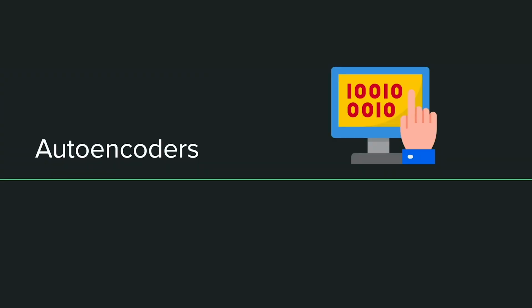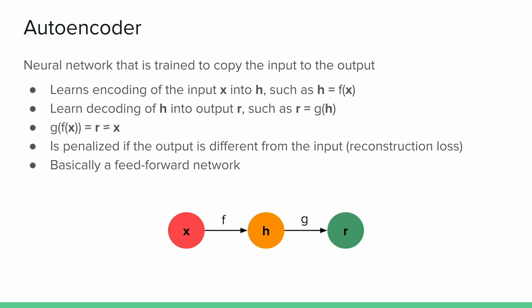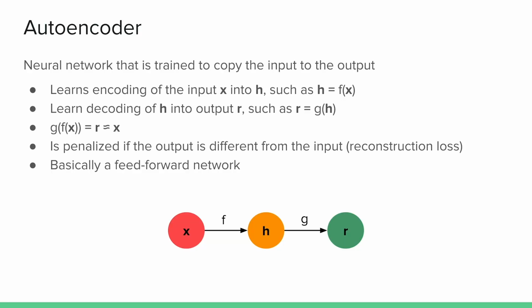Now to today's topic, autoencoders. A neural network that we train to copy the input to the output is what we call an autoencoder. Sounds a bit odd to start with. So what we have is our input X, and we learn an encoding F to go from that X to a hidden representation, H. So that's our encoding function, and then we have a second part, which is a decoder that takes this representation H and decodes it into an output representation R. And now the goal would be that the reconstruction R should be as similar to the input X as possible. So G of F of X should be X again, as close as possible, of course.